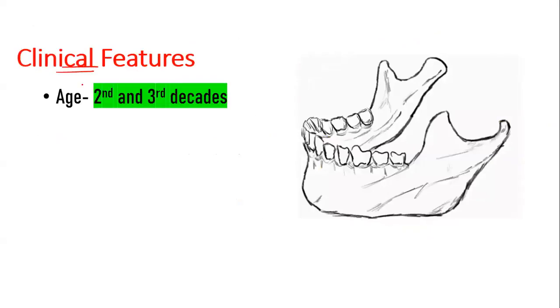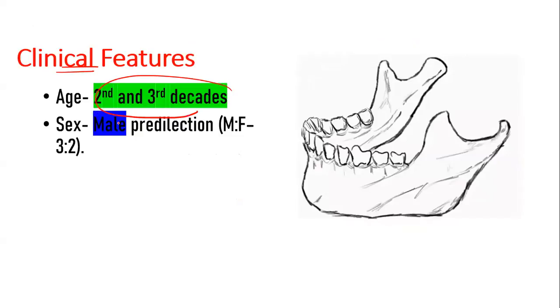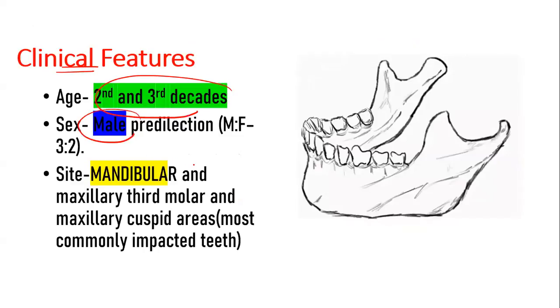In its clinical features, the most common age of occurrence is the second and third decade. Male predilection. The most common site is the mandibular and maxillary third molar and the maxillary cuspid areas. Let us try to understand this. The most common site is the mandibular and maxillary third molar area as well as the maxillary cuspid.